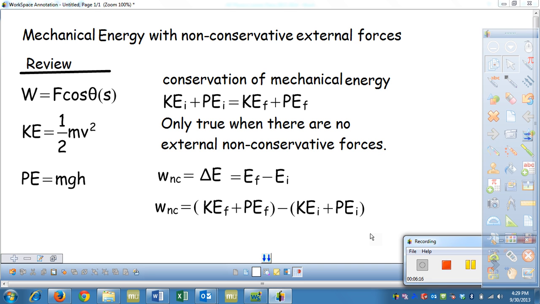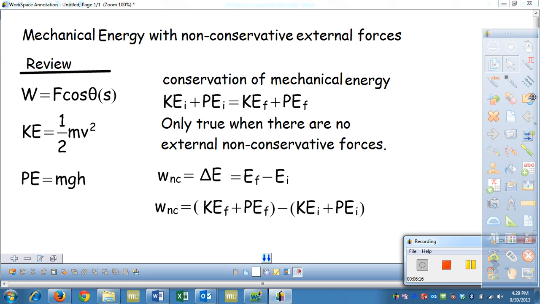So basically yesterday we said there was no change in mechanical energy because we were talking about without non-conservative forces. So you said kinetic energy initial plus potential energy initial was equal to kinetic energy final plus potential energy final. Now we're saying that the work done by non-conservative forces is equal to that change in energy. So it makes sense. If you do work on the system from the outside, you're going to increase the energy of that system. So all we have to do is measure the final energy of the system, measure the initial energy of the system, subtract the two, and then we'll get the work done on the system.